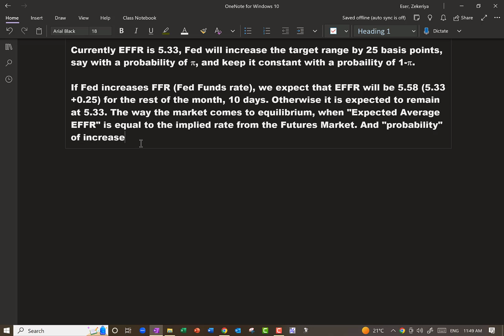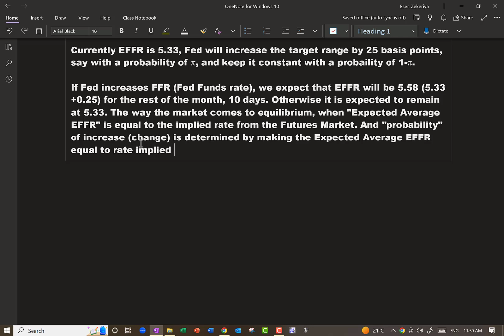The probability of an increase, or in general a change, is determined by making the expected average EFFR equal to the rate implied by the market.